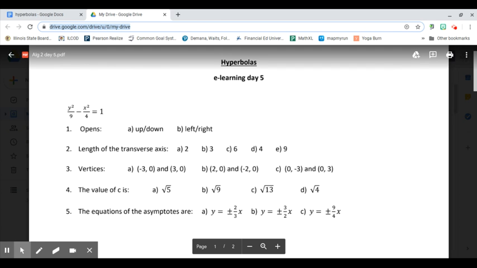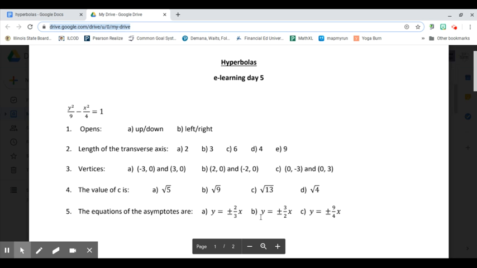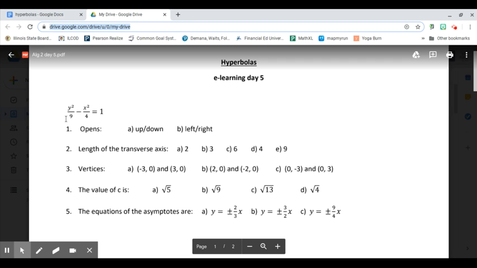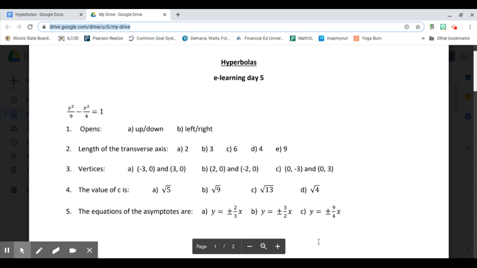All right, and then last question, what are the equations of the asymptotes? Take a look at number 5. Again, because we don't have any shifts left or right or up or down, these asymptotes will be really easy to write. The correct answer for number 5 is B, because the vertical movement will be the square root of 9. The change in y will be 3. And then the horizontal movement will be the square root of 4, or change in x is 2. So the correct answer is B, y equals plus or minus 3 over 2 times x.